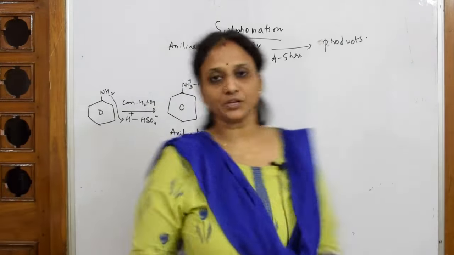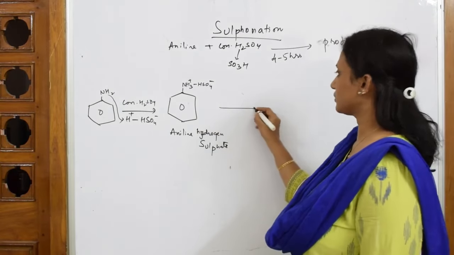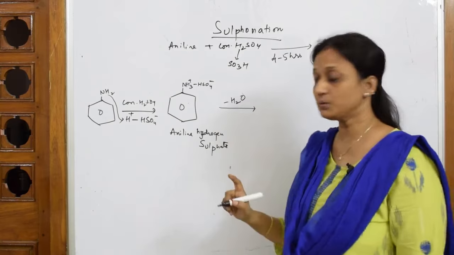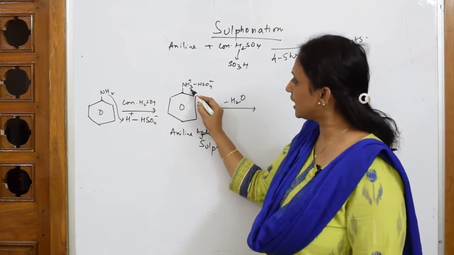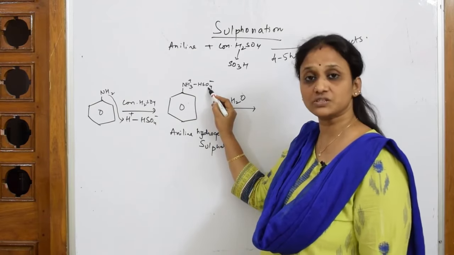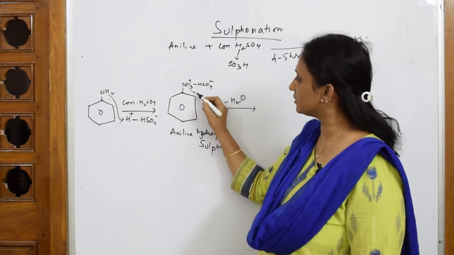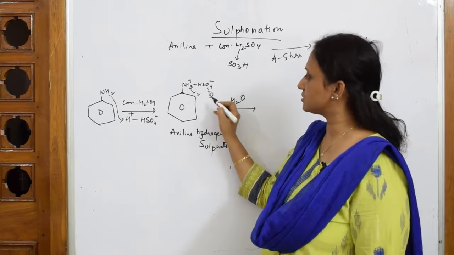Done. Now to this hydrogen sulfate, gradually what's going to happen? You are going to remove water from this. Where are you removing? Observe. 2 hydrogens from here, 1 oxygen from here. Once again, remove water. 2 hydrogens from here, 1 oxygen from here is removed.